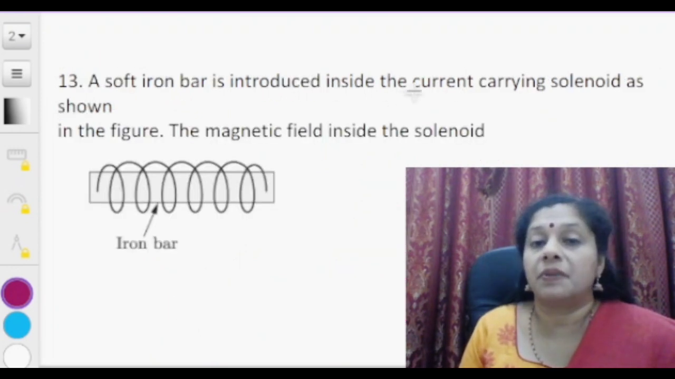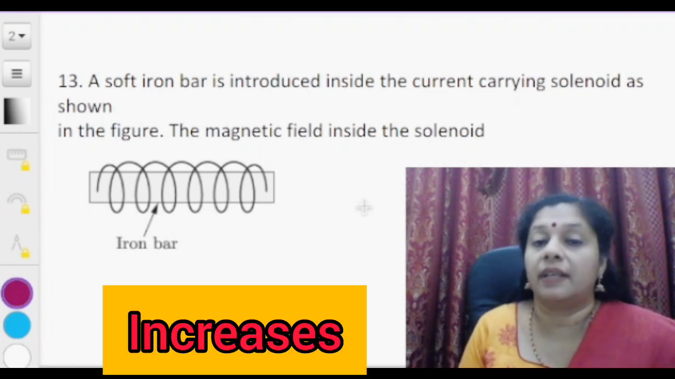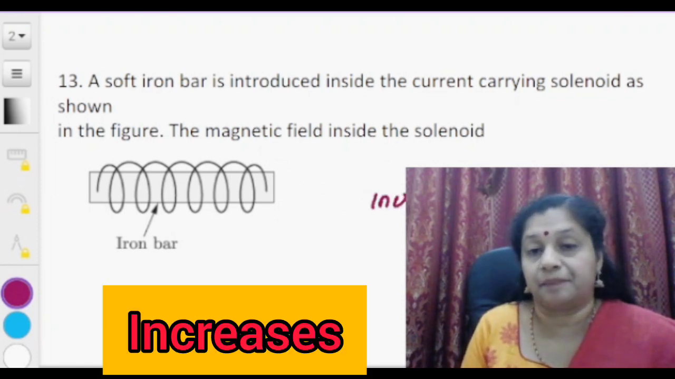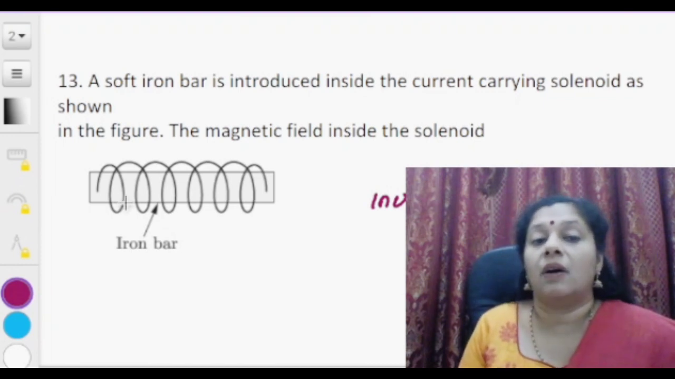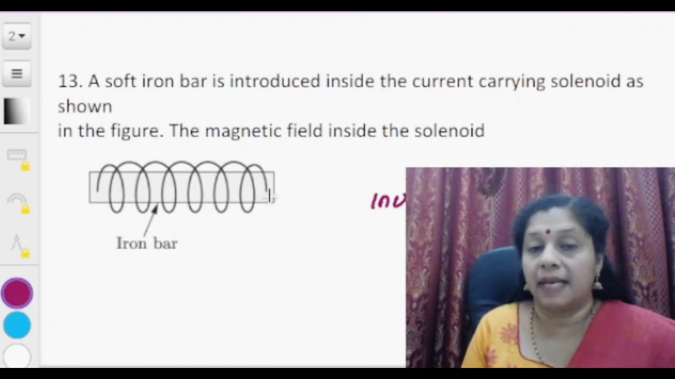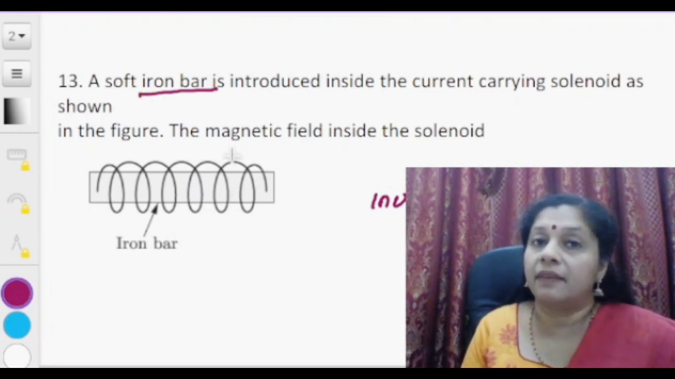If an iron bar is introduced inside the current carrying solenoid, the magnetic field inside the solenoid, the answer will be increase. Why? Because already the solenoid has a magnetic field inside. We are introducing a soft iron bar which is ferromagnetic. So the magnetic field will increase because of the effect of this iron.